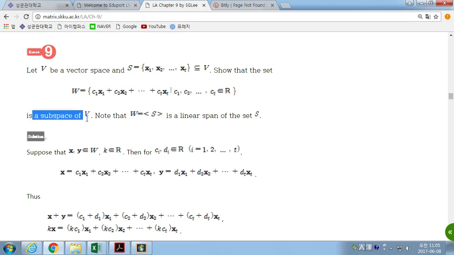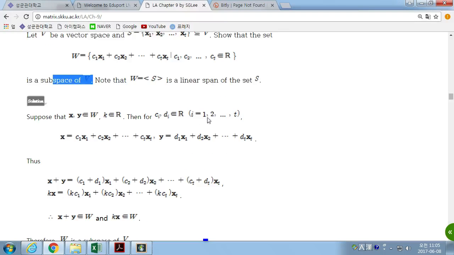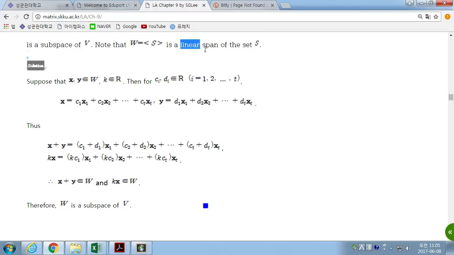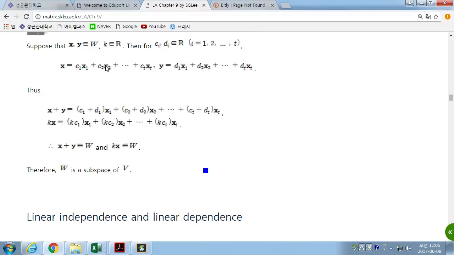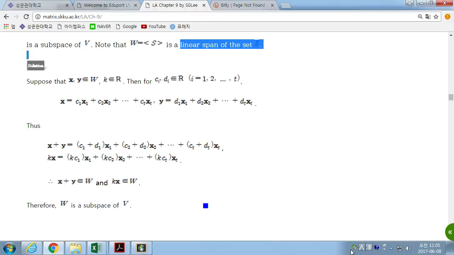Span. Now we are asked to show that the span of these vectors is a subspace of V. Easy. Linear span. So what you have to do is check that we satisfy two conditions: closed under vector addition and closed under scalar multiplication. Choose two arbitrary vectors from W and a scalar K from R.